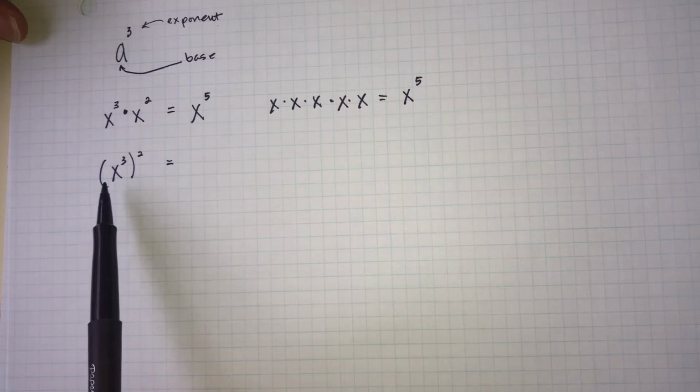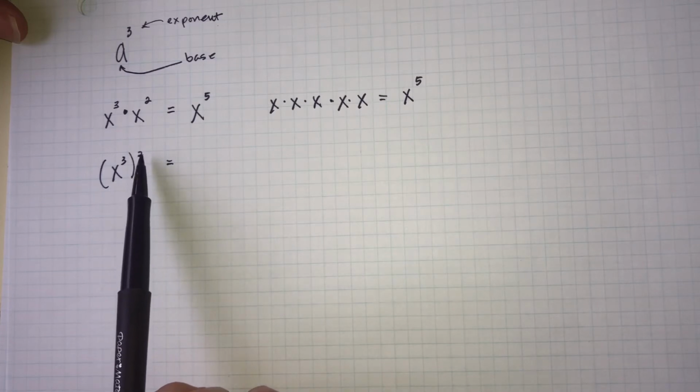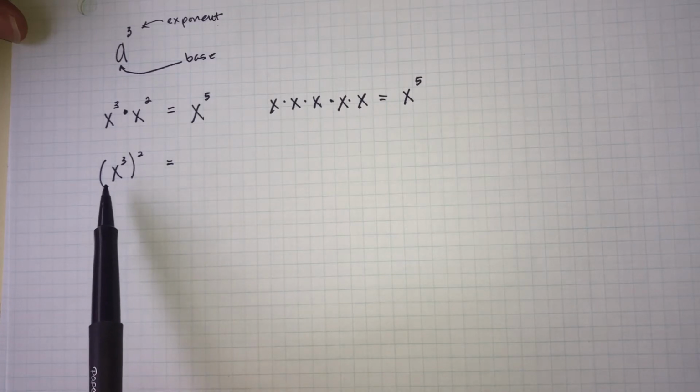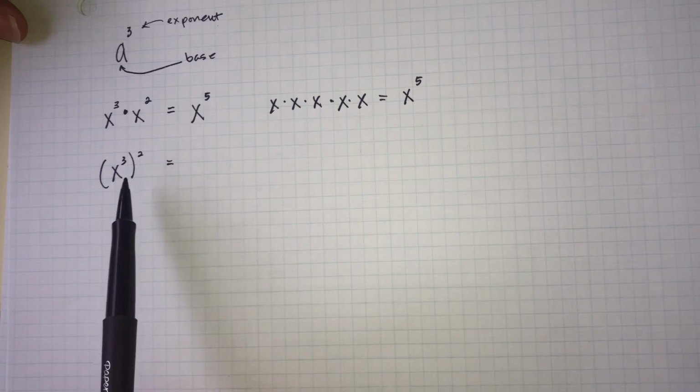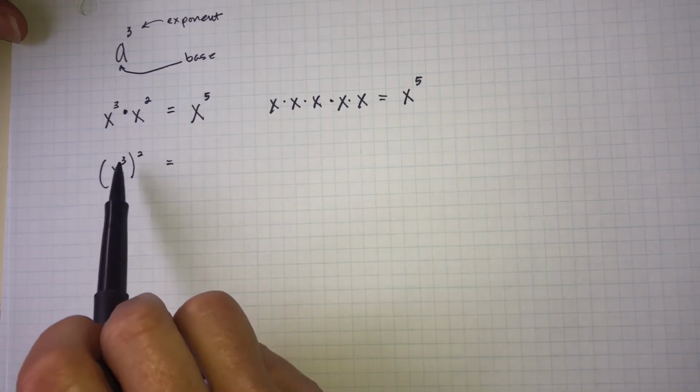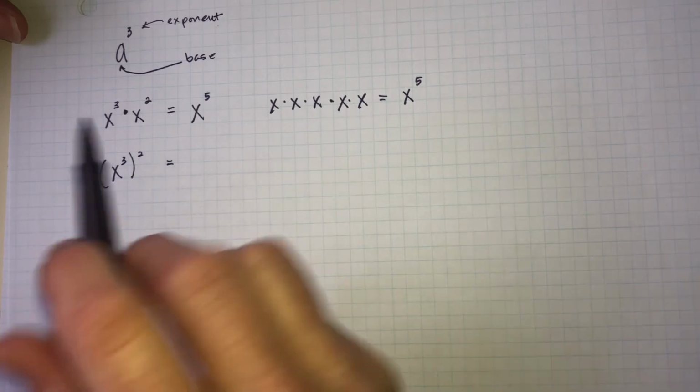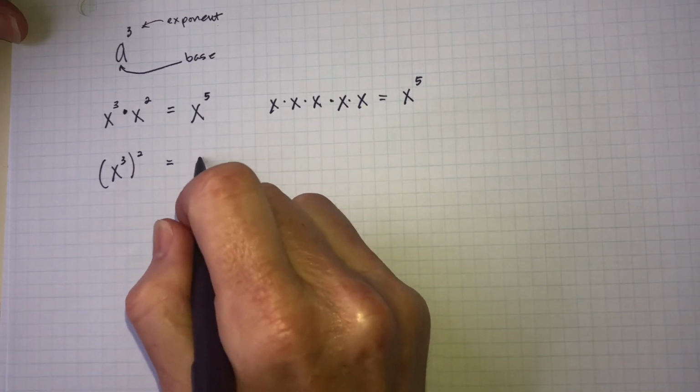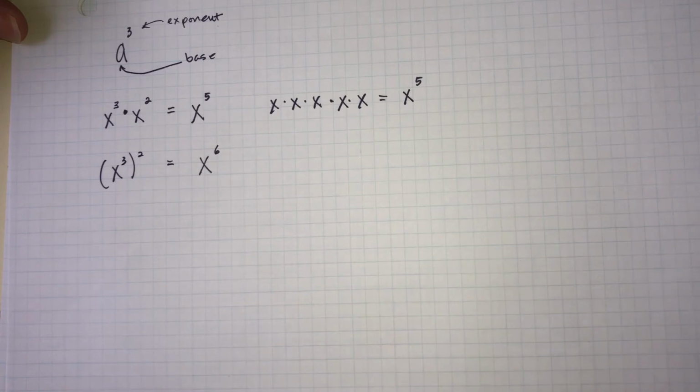Okay, now when we have x cubed raised to the second power, or we could also call this x cubed squared, this is the case where we multiply the exponents. So it's going to be the 3 times the 2. So x cubed squared is going to become x to the sixth power.